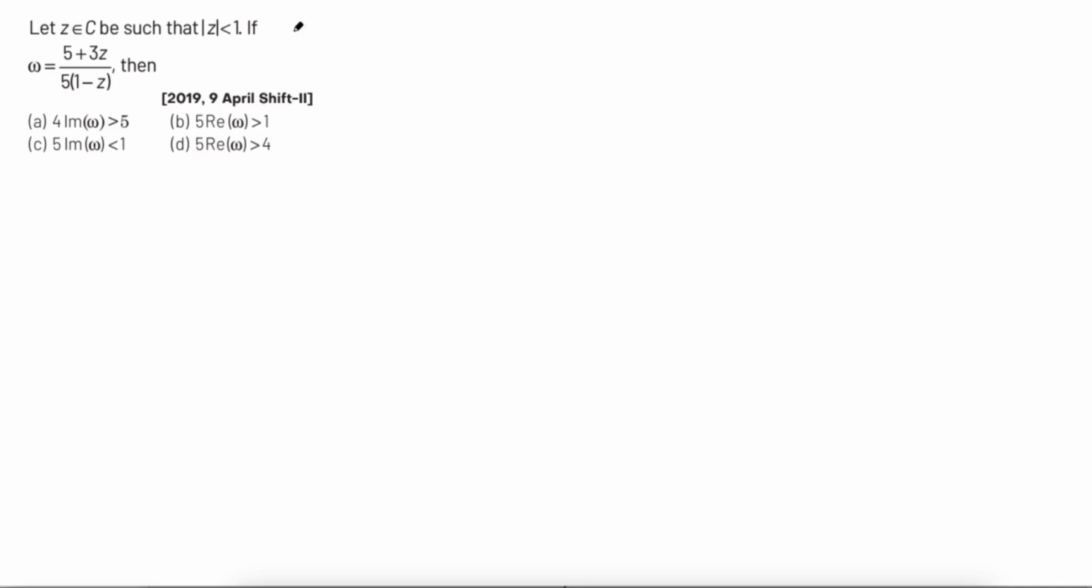See, this kind of question where the Z information is given and we have to get the information about the imaginary part or real part of omega, means we have to check both, right? So first thing, information given about the Z, so I will try to write Z in terms of omega, correct? So we can do cross multiplication and we'll get 5 omega minus 5 omega Z is equal to 5 plus 3Z.